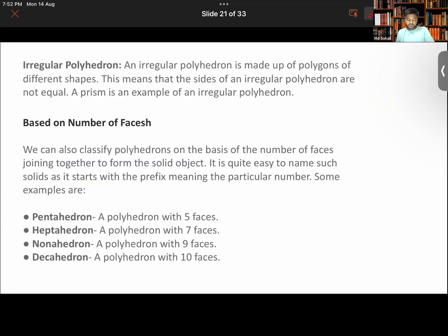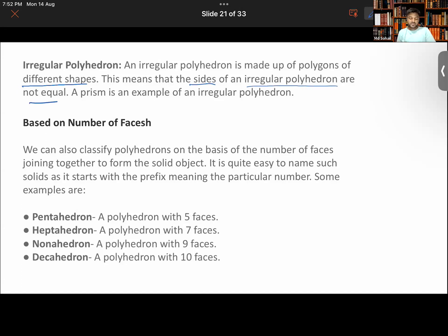Okay, now moving on, let's talk about irregular polygons. What do you mean by an irregular polygon here? Here the sides are not going to be equal. In fact, the polygons are not going to be of equal shape. The polygons are going to be different here, right? So their shapes will also vary. If their shapes vary, it means the sides of the irregular polyhedron are not equal, right?